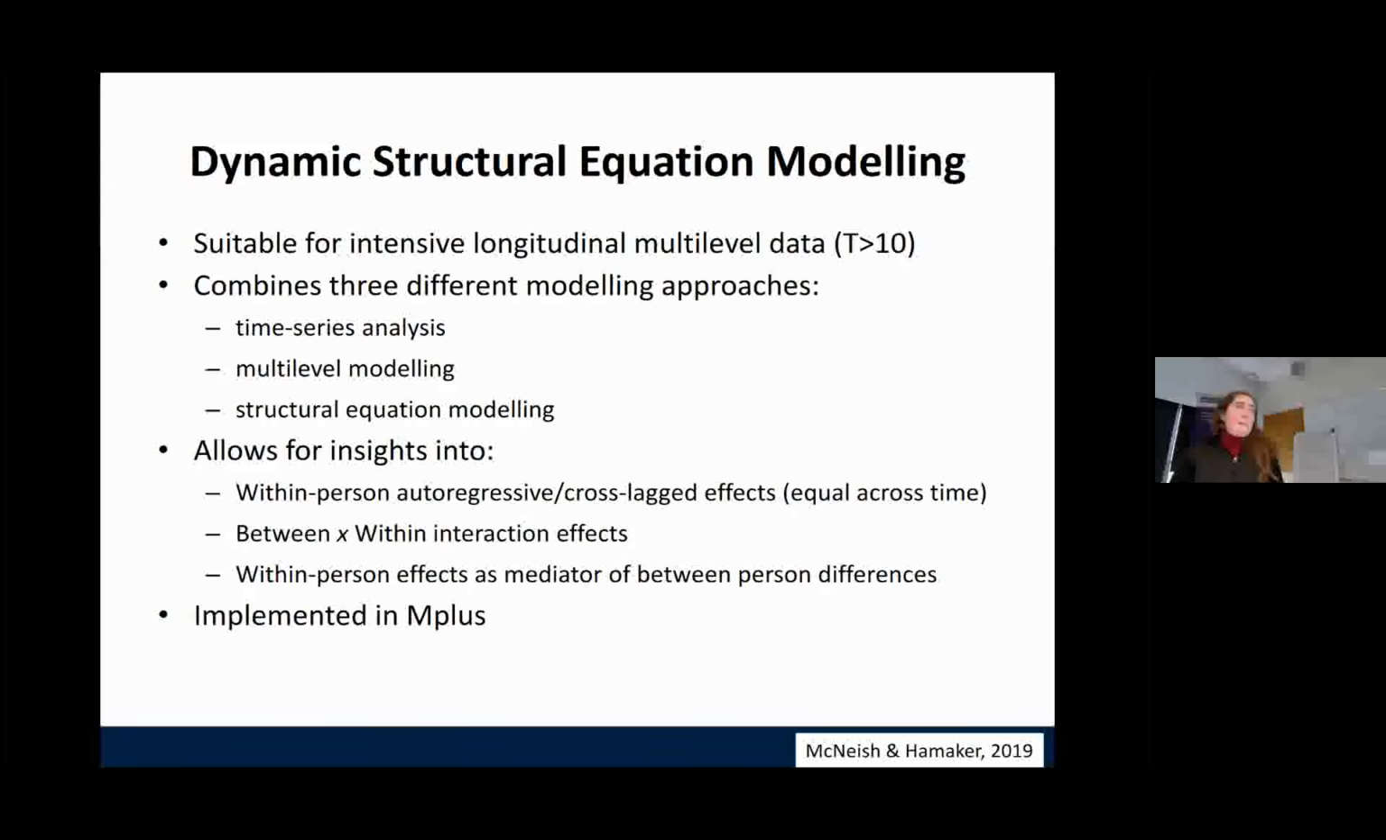We can also analyze between and within interactions, however, not interactions at the within-person level only, or mediation effects of the within person only. That is not implemented yet. Also, the dynamic structural equation models are currently only available in Mplus, as far as I know. So that's something that remains for future research, to actually implement that in open source software like R as well.